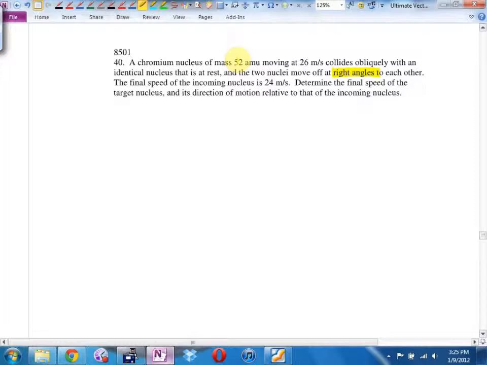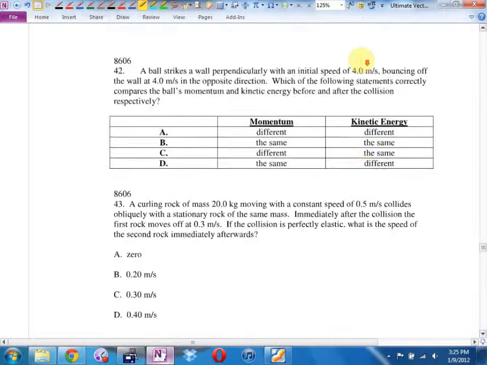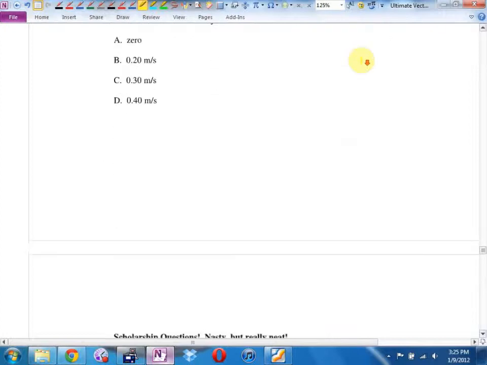Now, the fact that they're at right angles and the masses are identical and it's oblique, there is a shortcut. This is that weird, obscure, perfectly elastic collision, which was the third type of collision that I mentioned that was like a subset. There's a shorter way to do this, but it'll work fine with momentum. I mean, that's really this unit.